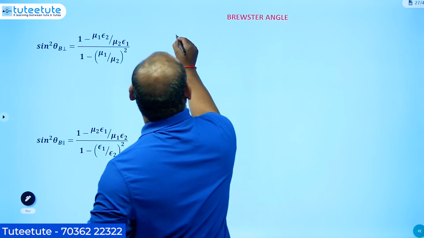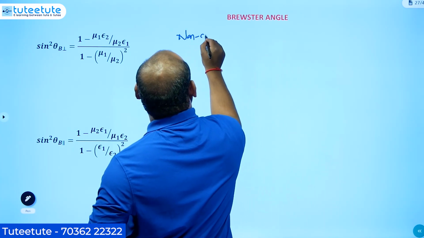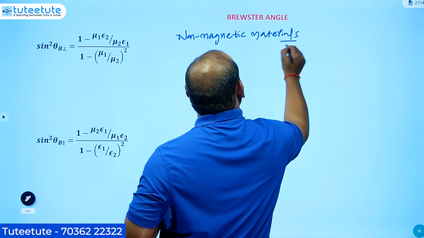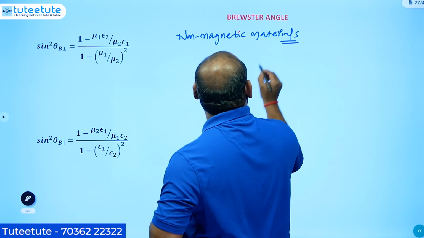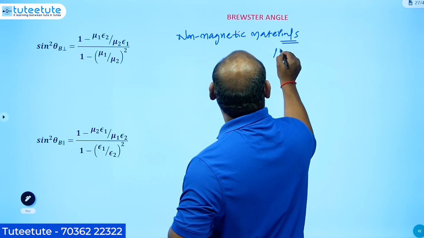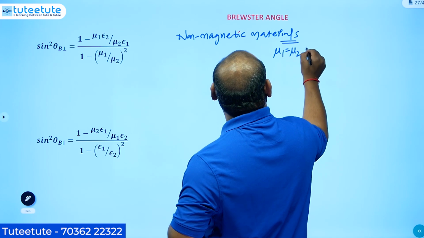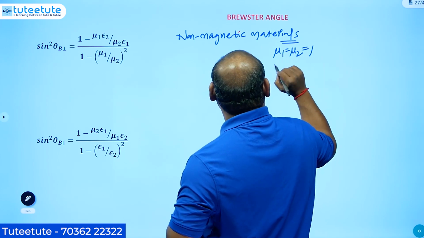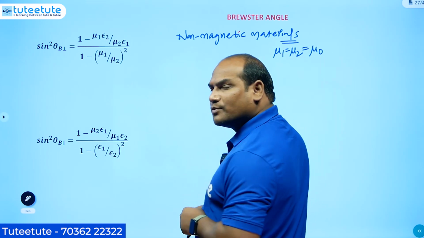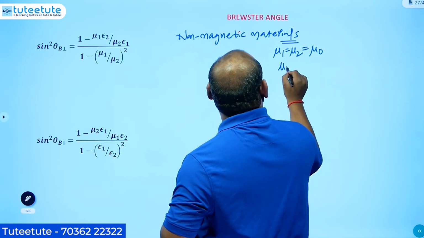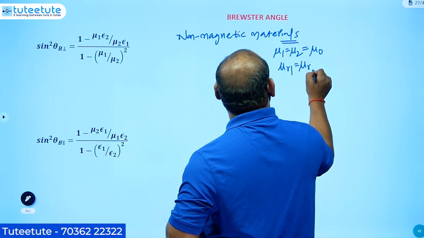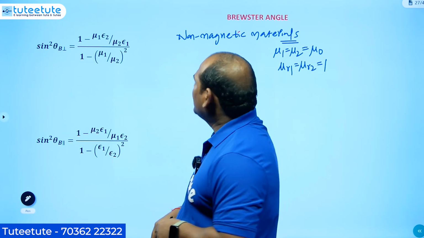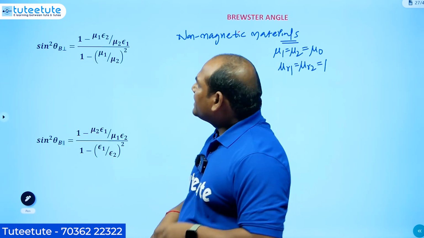So if you take non-magnetic materials, what is the meaning of non-magnetic materials? Whatever the material is non-magnetic, its permeabilities are exactly equal to free space permeability only. That means mu r1 is equal to mu r2 is equal to 1. Like this we can tell. Mu1 is equal to mu2, like that also we can tell.